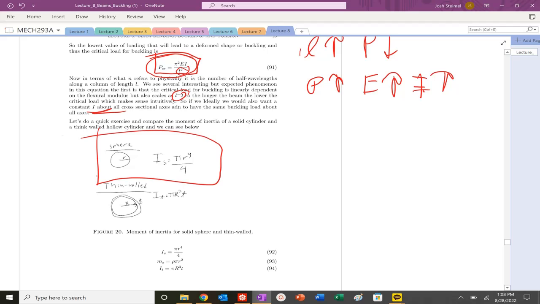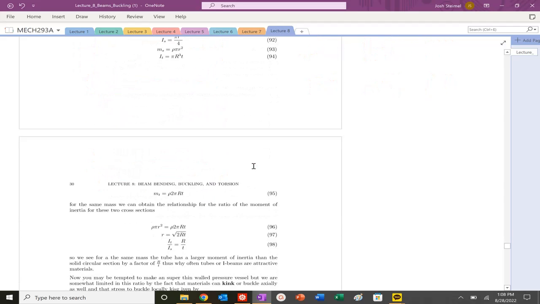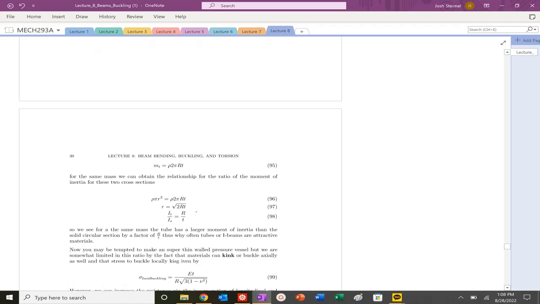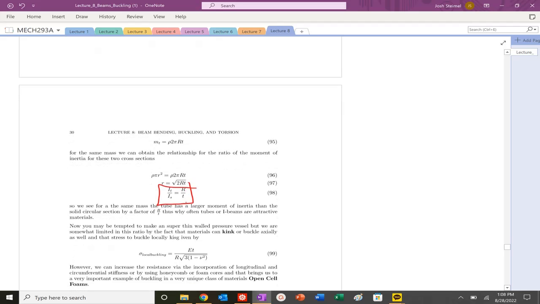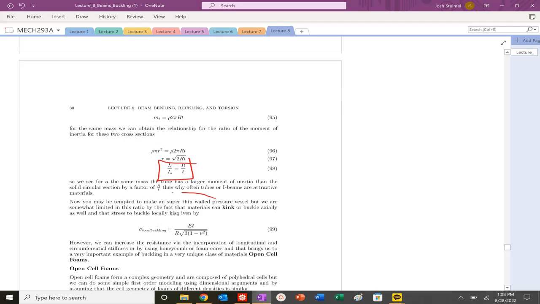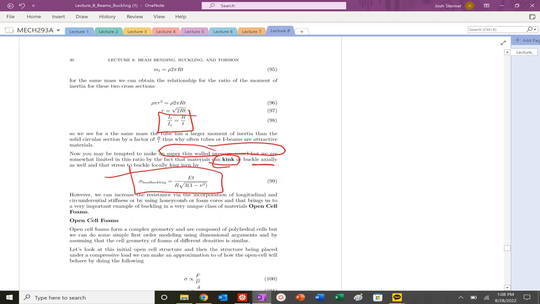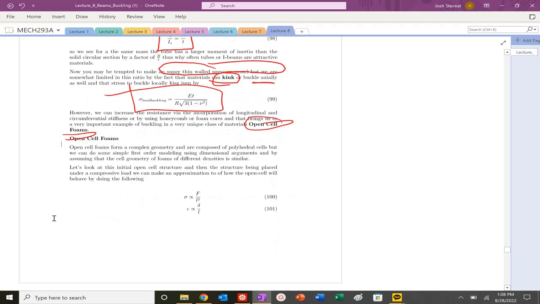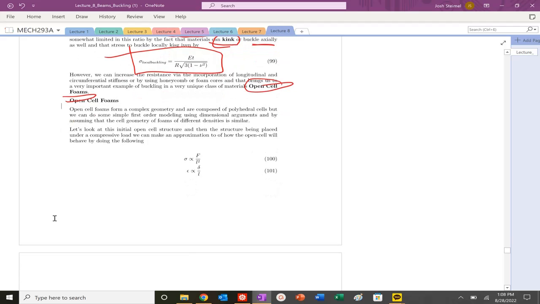So one thing you might think to do is increase the moment of inertia to reduce that buckling. But instead, when you have hollow materials, you can get this phenomenon called local buckling, and basically kinking. And the same phenomenon actually happens with open cell foams as well.